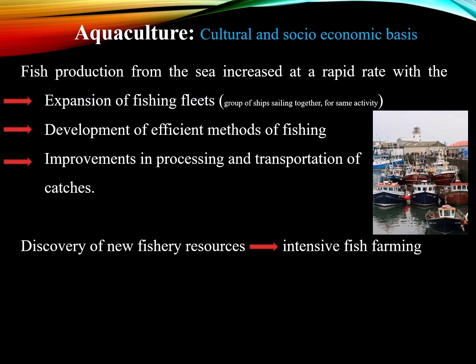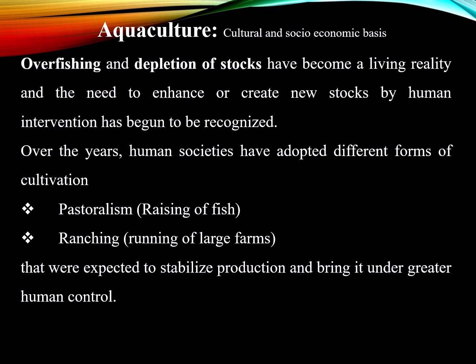Although new fishery resources were discovered, intensive fishing efforts began to show their effects on the resource base, and the increase in production, particularly of the more valuable products, has steadily declined. Overfishing and depletion of stocks have become a living reality, and the need to enhance or create new stocks by human intervention has begun to be recognized. Over the years, human societies have adopted forms of cultivation, pastoralism and ranching that were expected to stabilize production and bring it under greater human control.